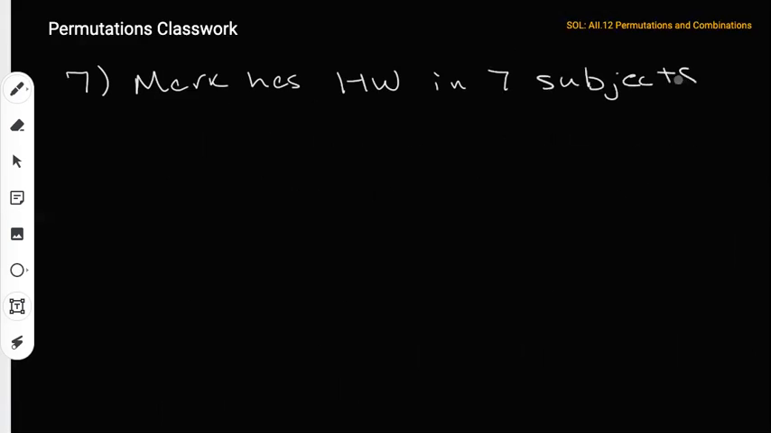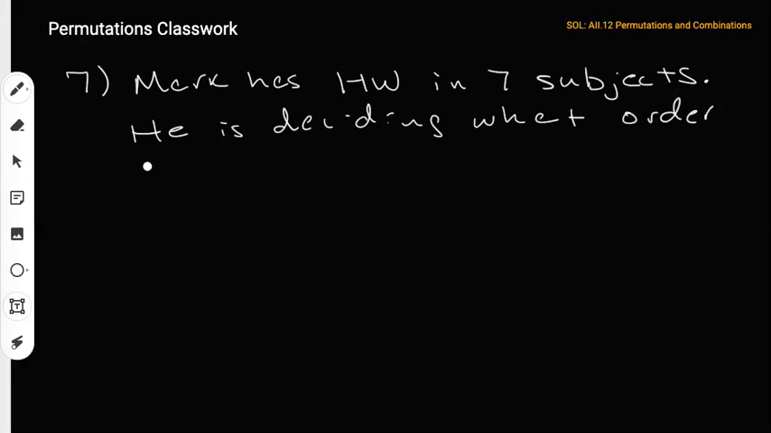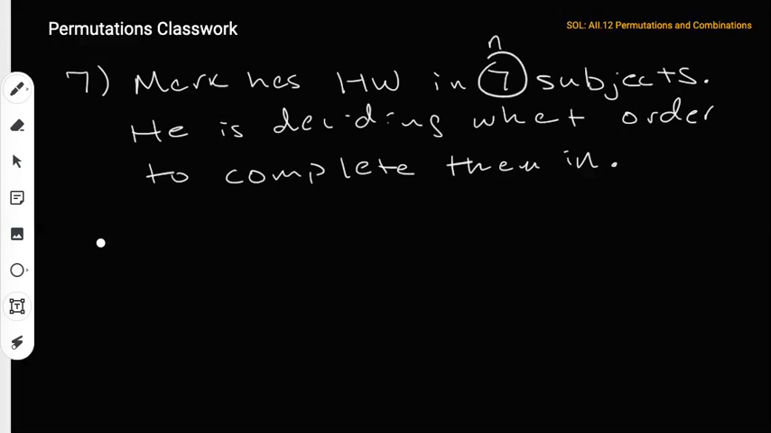Okay. 7 is the same type of question. It says Mark has homework in 7 subjects, and then he is deciding what order to complete them in. So here, his total number is 7. So I'm going to have 7 permutation 7 because I need to choose 7 spots for them.